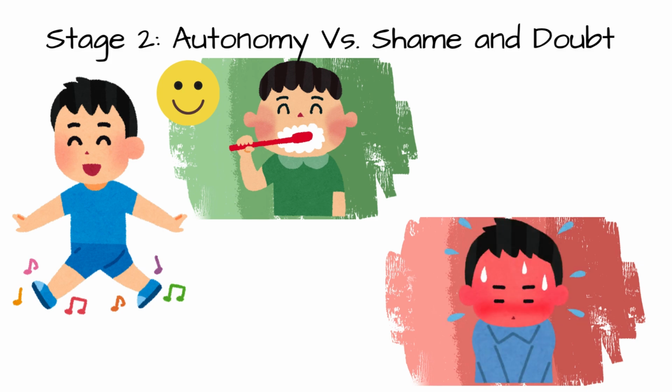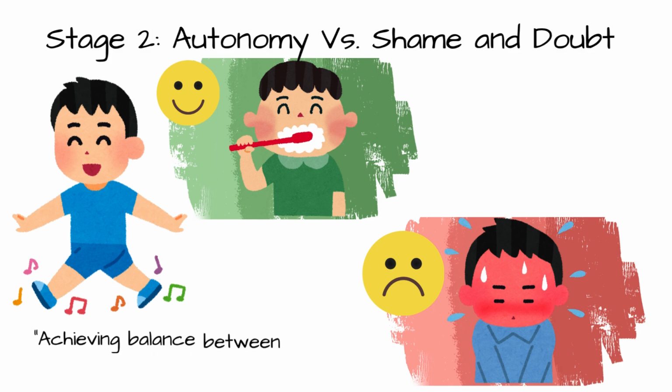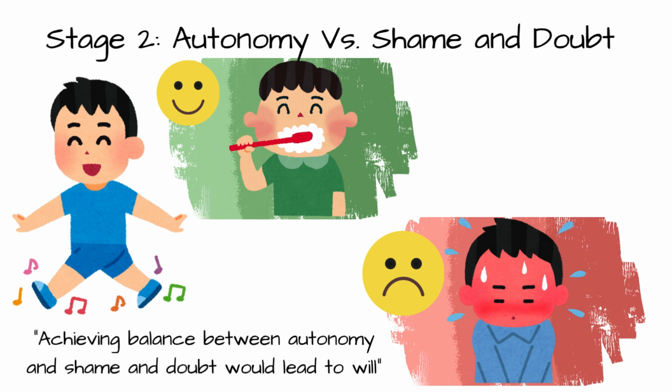Success during this stage of psychological development leads to feelings of autonomy. Failure results in feelings of shame and doubt. Erikson believed that achieving a balance between autonomy and shame and doubt would lead to will, which is the belief that children can act with intention, within reason and limits.